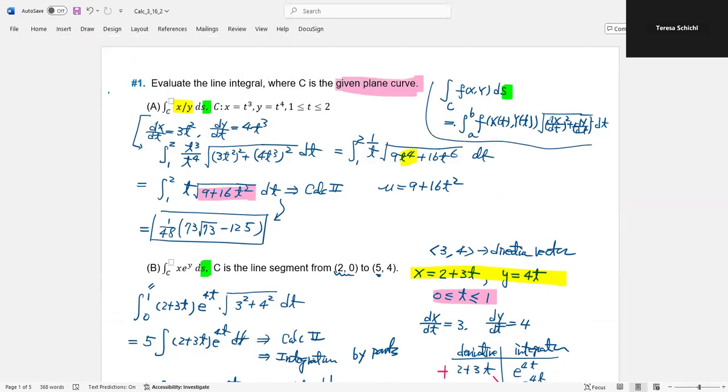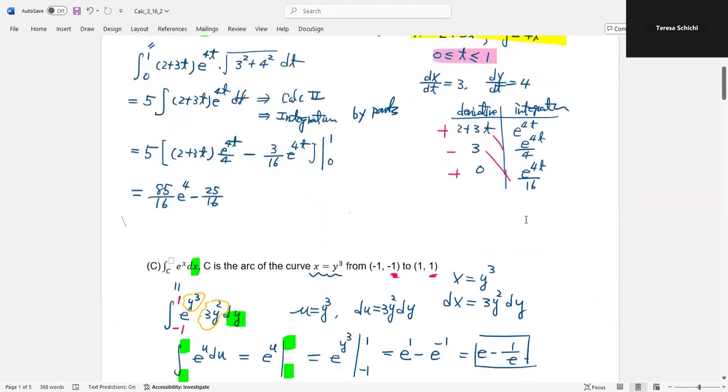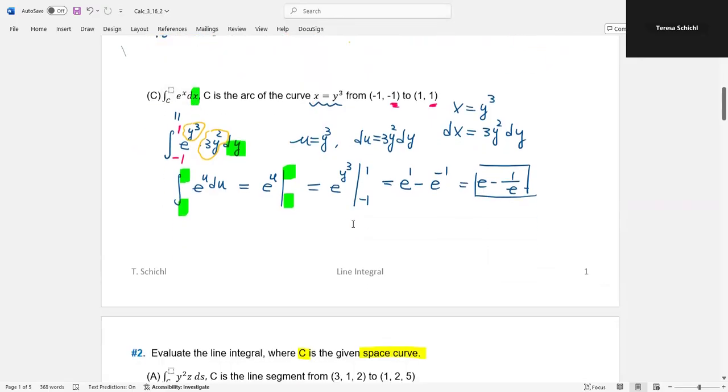So here is the formula for the one where you already know the parametric equation. Then the second one is here: if you have two points on the plane, how do we define the parametric equation for the line? Then the last one is how to do the integration with respect to x.